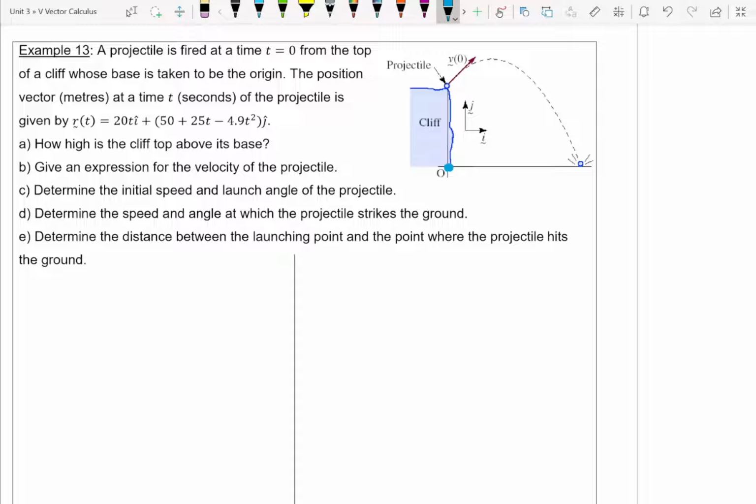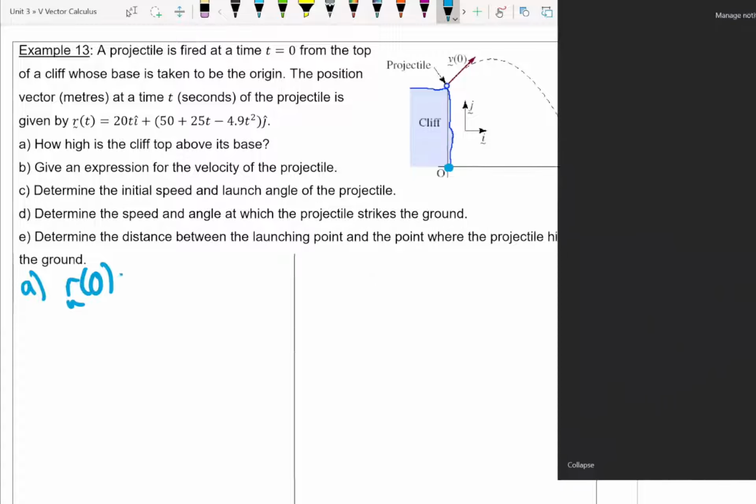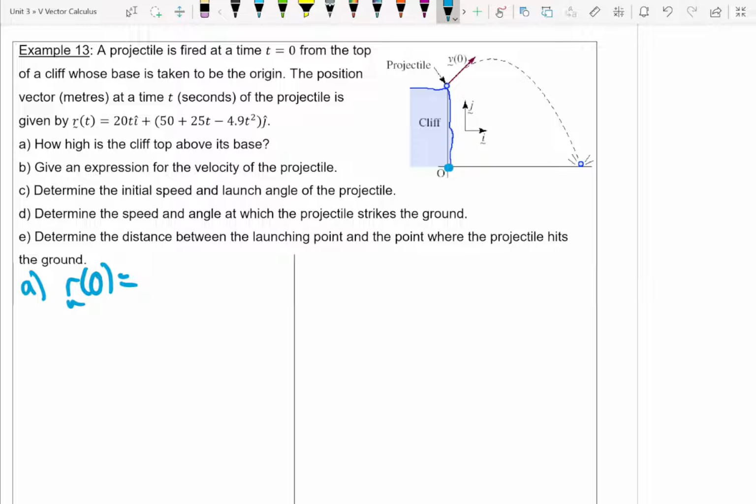How high is the cliff top above its base? So for A, r of t, which is going to be r of 0, because that's at the origin, is going to be equal to, so our i component obviously goes to 0 because we're in line with the origin. Our j component is going to be equal to 50 plus 0, so that's 50j. We know that the position vector is in meters. So this is going to be a 50-meter tall cliff.